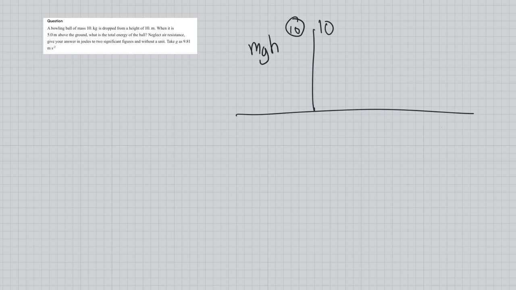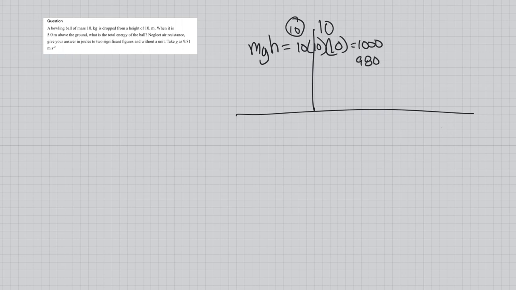This question says, a bowling ball has a mass of 10 kilograms and is dropped from a height of 10 meters. When it is 5 meters above the ground, what is the total energy of the ball, neglecting air resistance? So it's kind of a trick question, right? If we have a bowling ball that is 10 meters above and it has a mass of 10, we can simply do mgh, which is going to be 10 times 10 times 10, which would be 1,000. If we use 9.8, that would be 980.